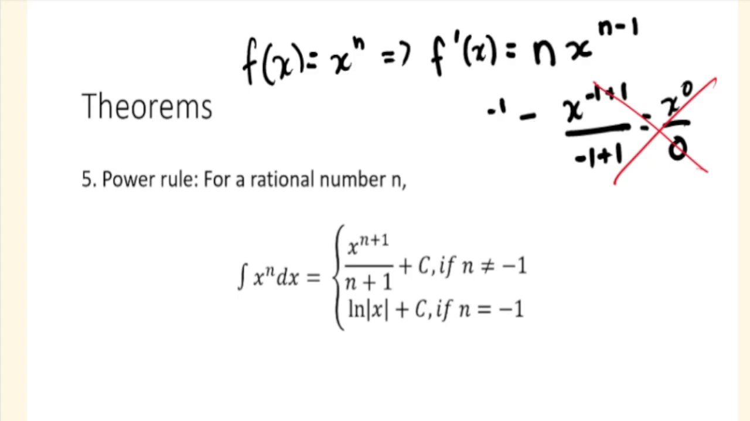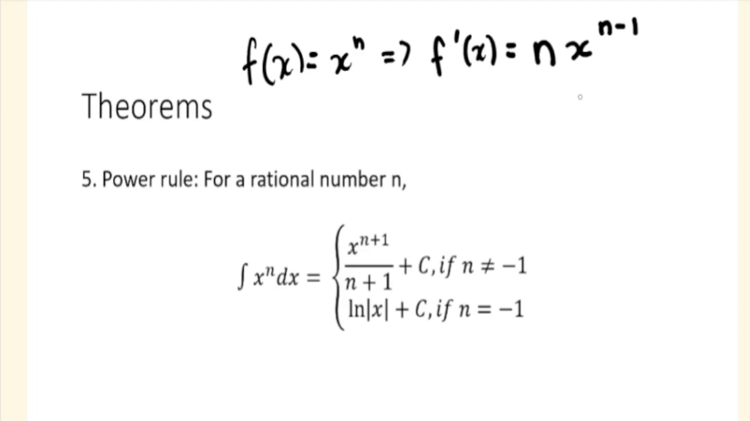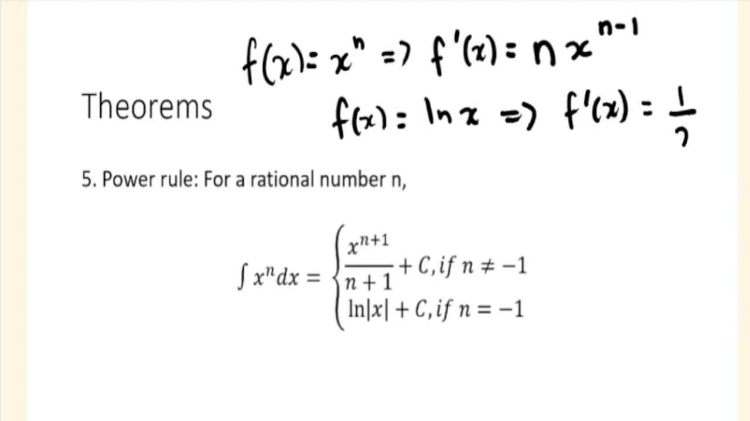Now, if you would recall, kapag ang f of x natin ay ln x, ang kanyang derivative ay 1 over x. So, since inverse processes nga sila, ibabaliktad natin yun. Ito ay technically x raised to negative 1. So, kapag ganyan, ang kanyang antiderivative ay ln x plus c.